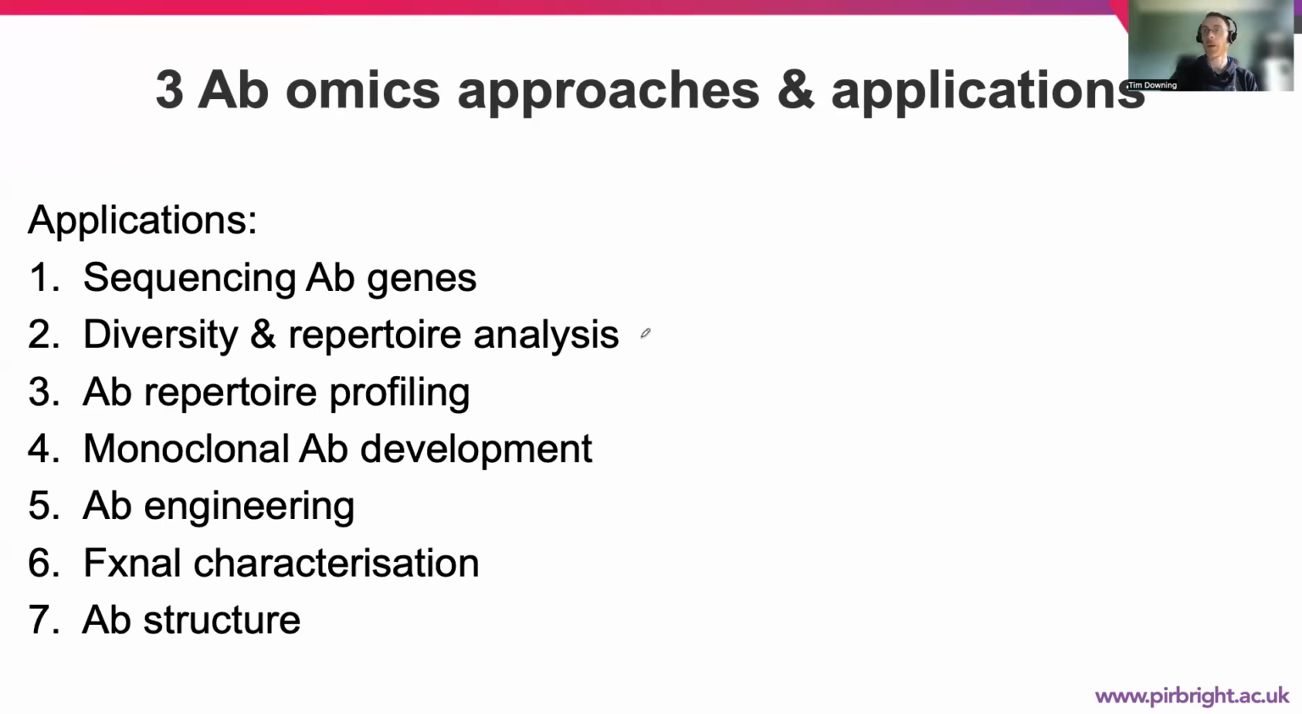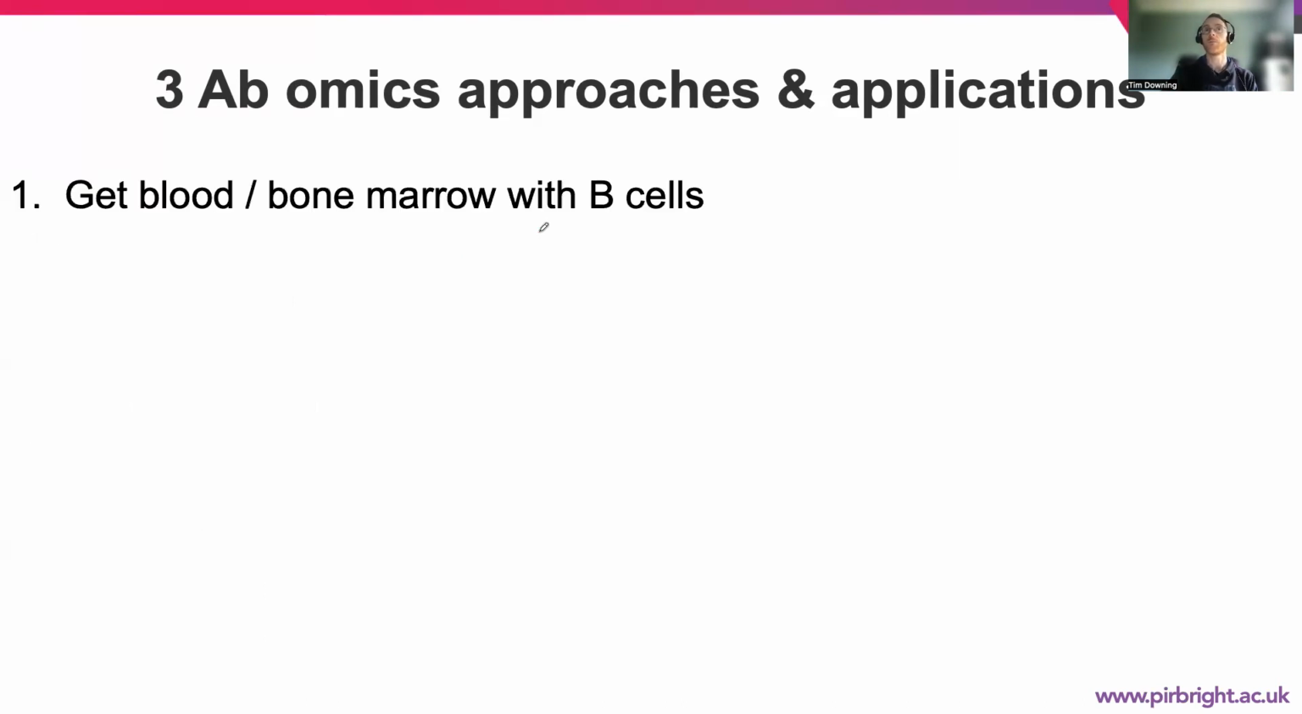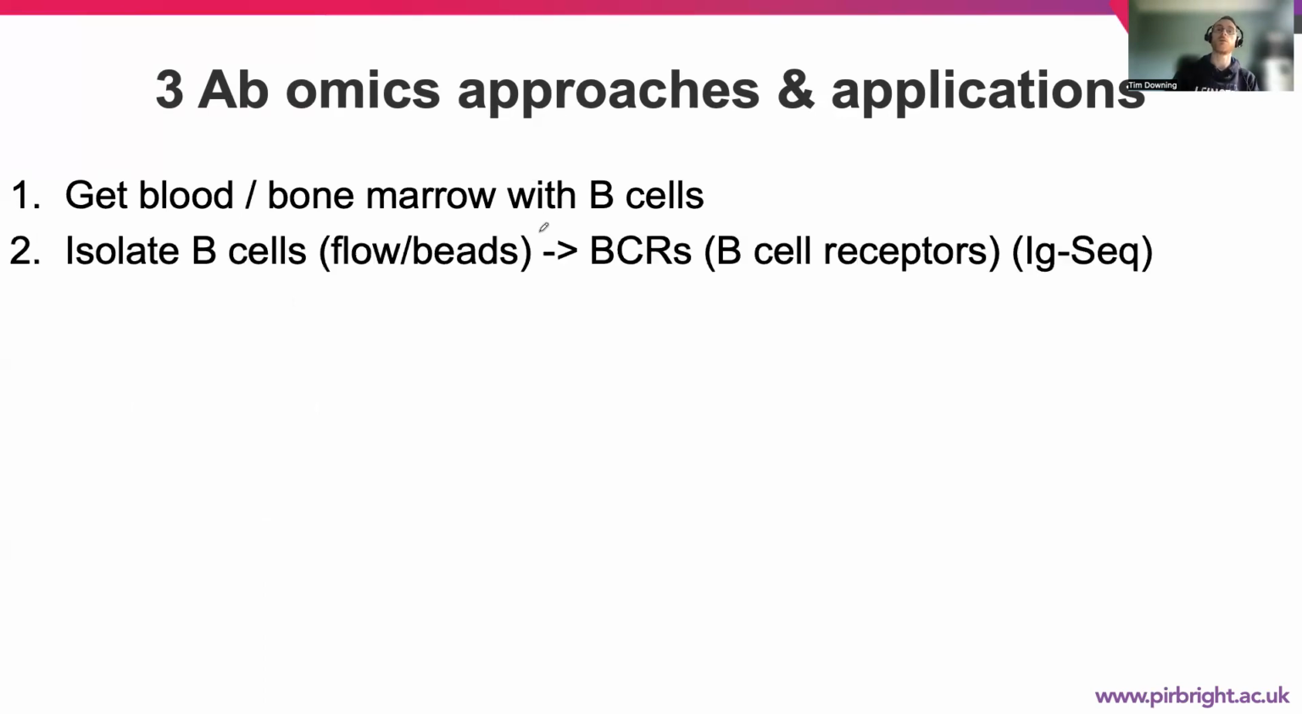So briefly, to go back to how we go about this first step of looking at antibody genes before we do the other steps, we have to start with typically blood or bone marrow cells containing B cells. The B cells are the main ones of interest, and they might be isolated further using flow cytometry or beads to get these B cell receptors. Sometimes this is known as IG-seq or immunoglobulin sequencing.